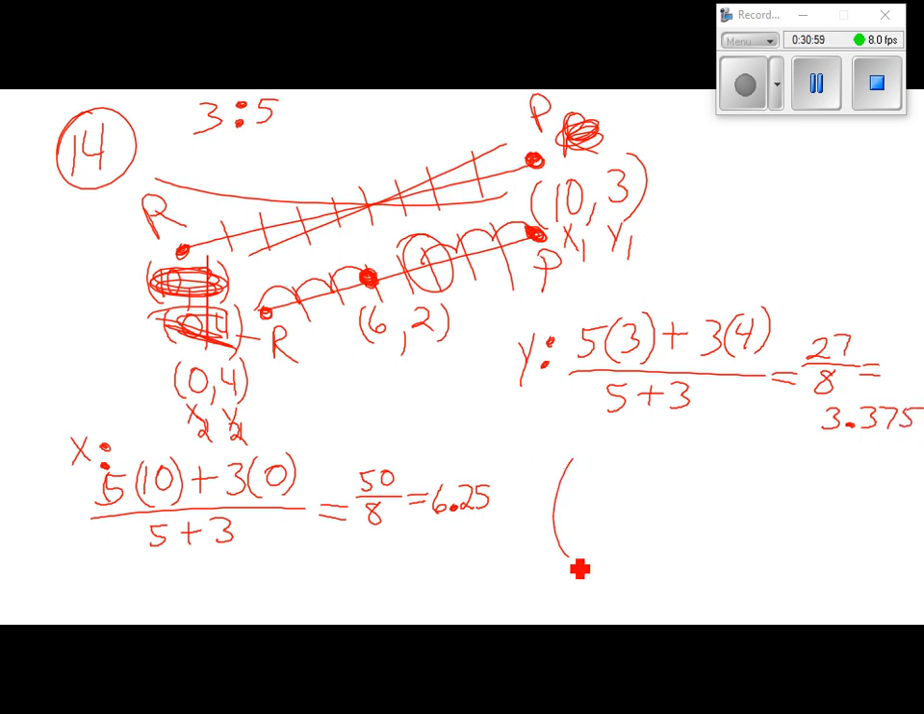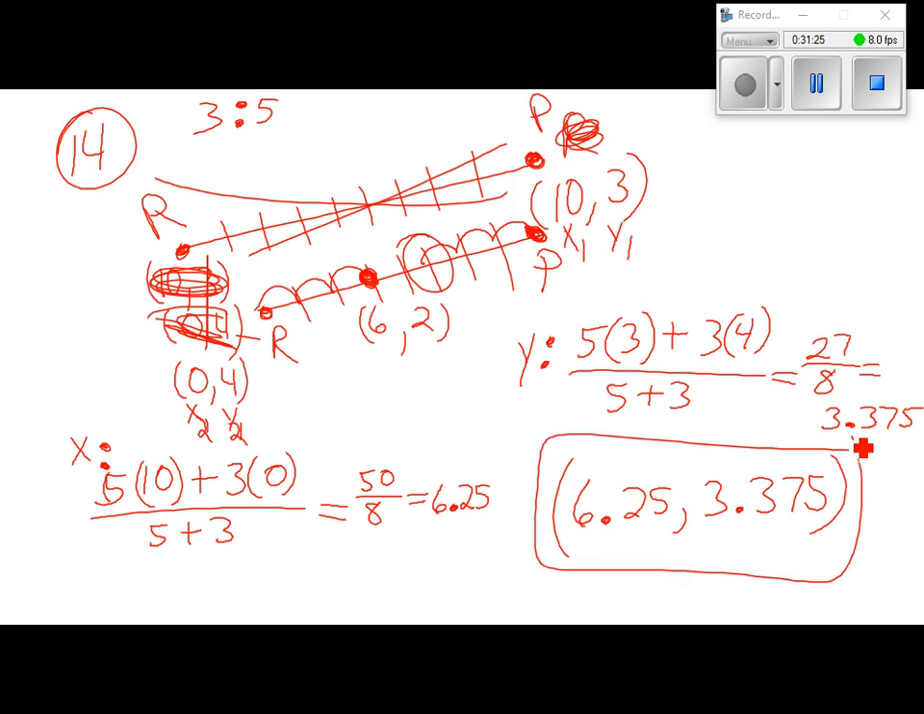Yeah, I probably wouldn't throw a big fit if you did, but this is a number that you should know because it's eighths, and that's what's on our tape measures and stuff. What's our x coordinate? 6.25. Y is 3.375. Is that pretty close to what you guys guessed?